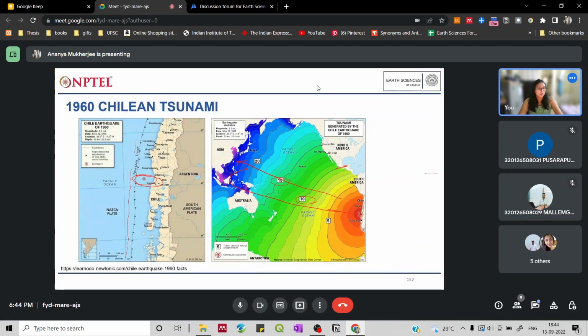Suppose the earthquake happened today, the effects of the tsunami were felt in Japan the next day. So you can see that the tsunami waves that were created here had effects going on till the next day for hours. So this shows the immense damage and immense devastation that can be caused by a tsunami.